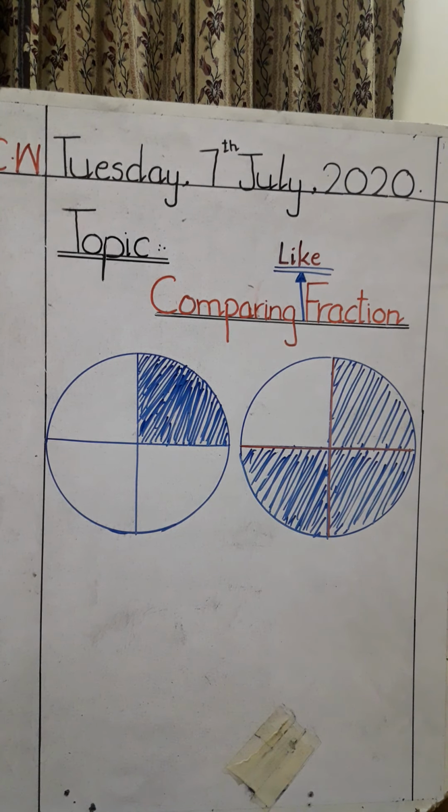So students, I will represent the fraction of the first circle as 1 by 4. Total parts are 4 and 1 is shaded. Look at the next circle. This circle is also divided into 4 equal parts, and 3 parts out of 4 are shaded: 1, 2, 3. So I can represent the shaded area as 3 out of how many total parts? 4. Okay.